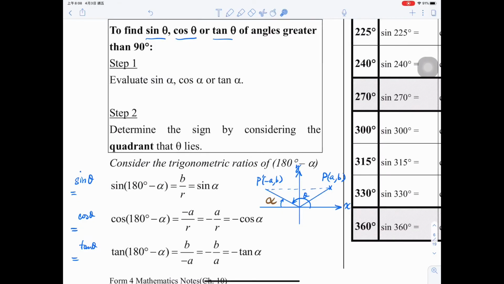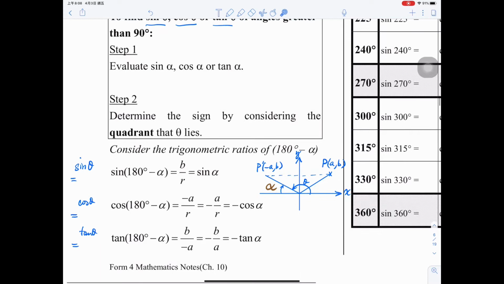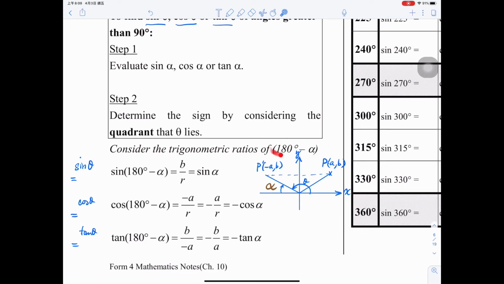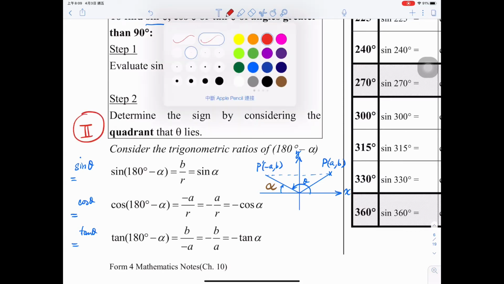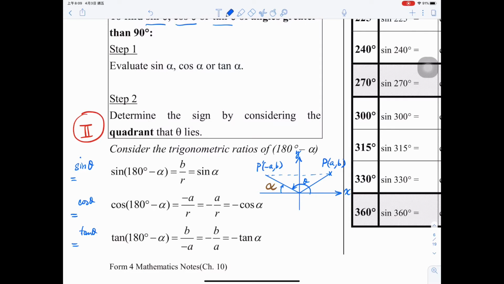When we find sine theta, cosine theta, or tangent theta of an angle greater than 90 degrees, what should we do? Now have a look here. Consider trigonometric ratios of 180 degrees minus alpha, that means now in quadrant 2. Do you remember the definition of these three trigonometric ratios? Sine theta as y over r, cosine theta as x over r, and tangent theta as y over x, related to the coordinates of the point P, right?